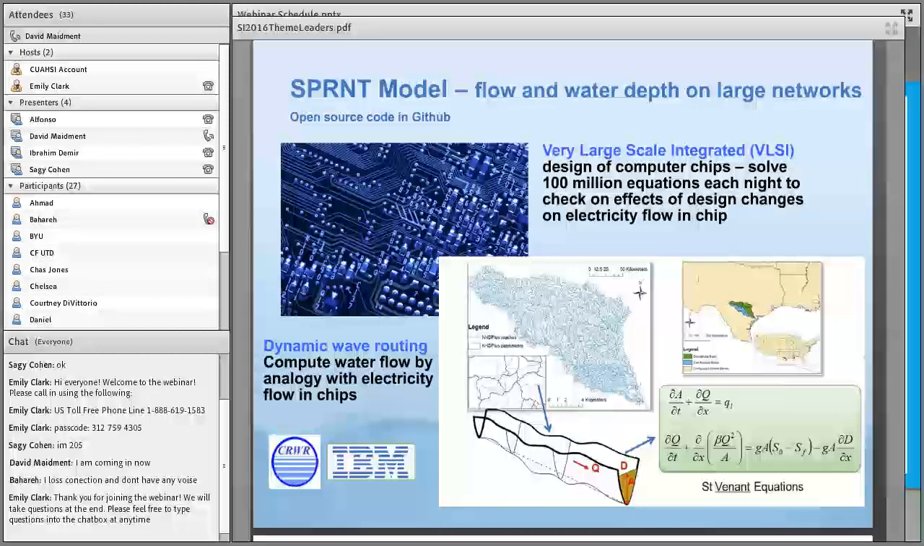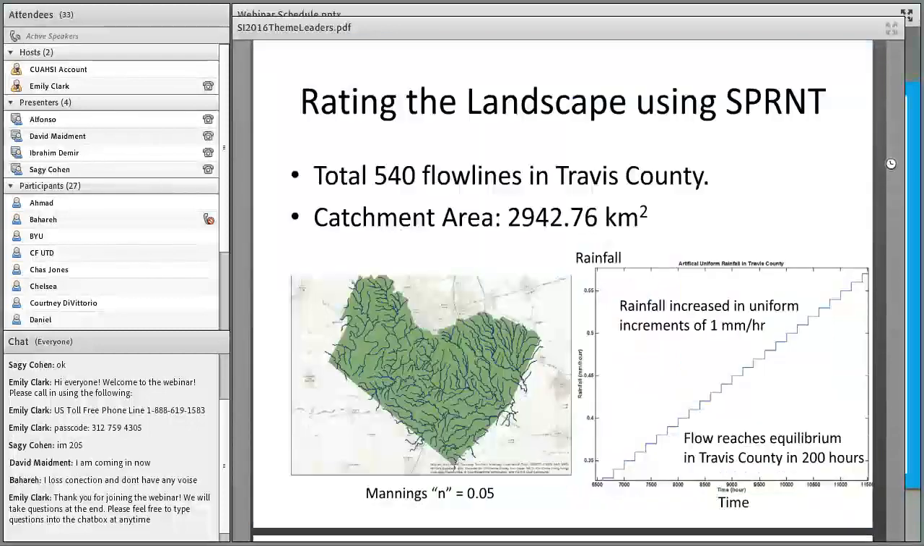They've solved the St. Venant equations, which solve for flow and water surface elevation. And that is now an open source model in GitHub. What we have done is to take that code and apply it to Travis County, Texas, which is the county that I live in and the home of the University of Texas. And there are 540 reaches and flow lines here in Travis County.